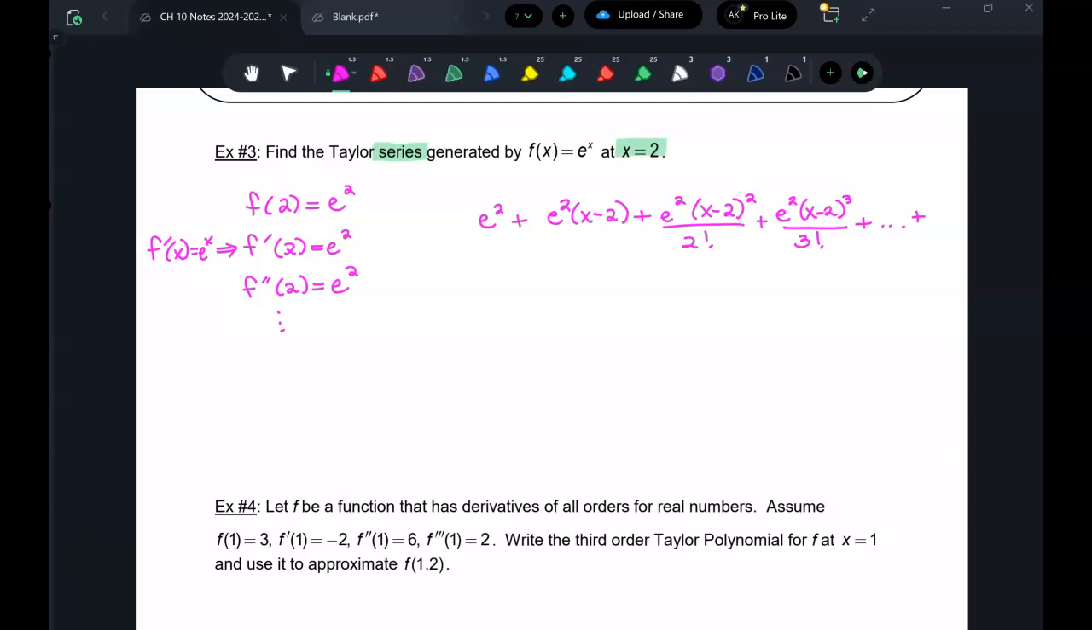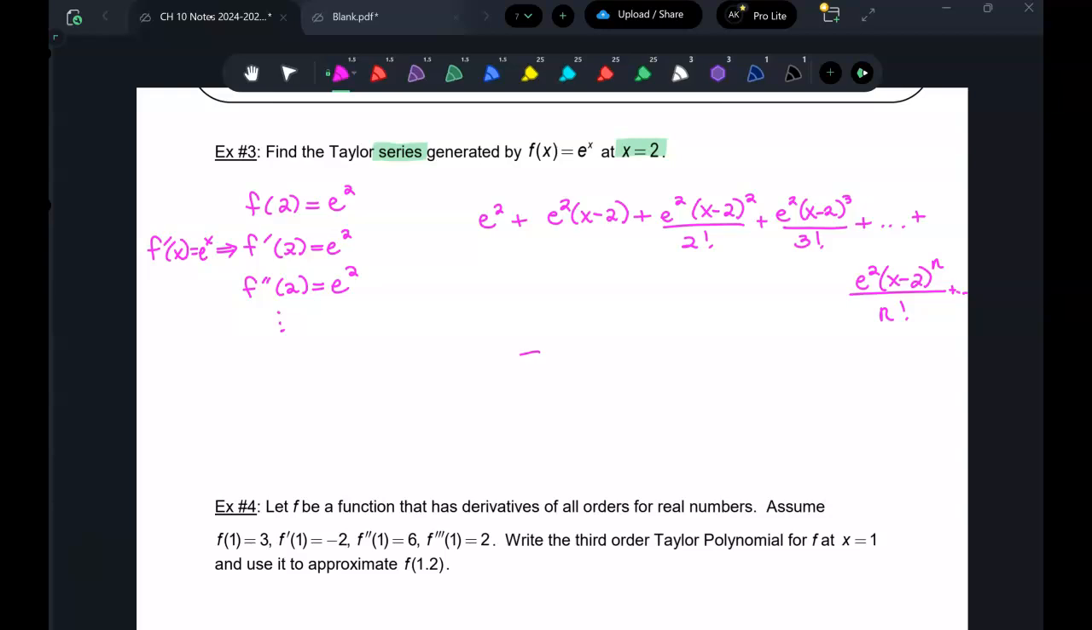No. A general term. General term means, can you express each one of these terms, but with n? e squared (x minus 2) to the n over n factorial plus ... It's going to keep going.